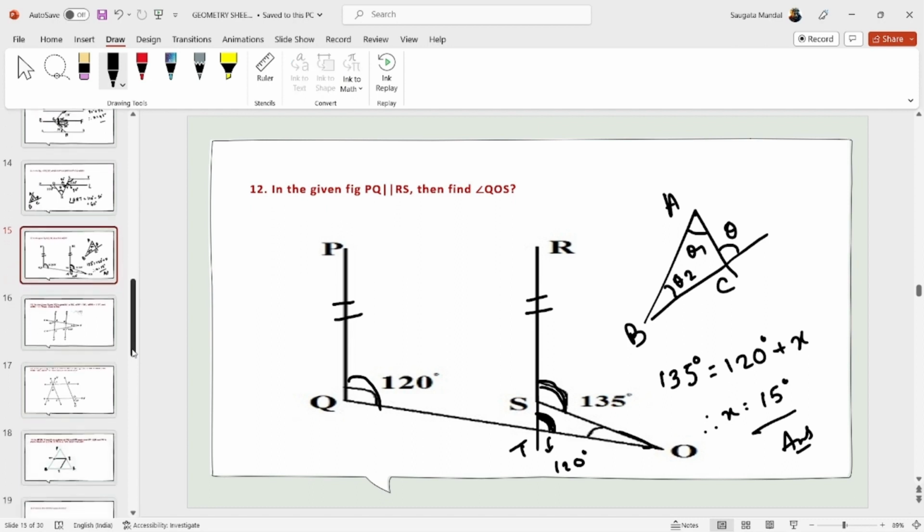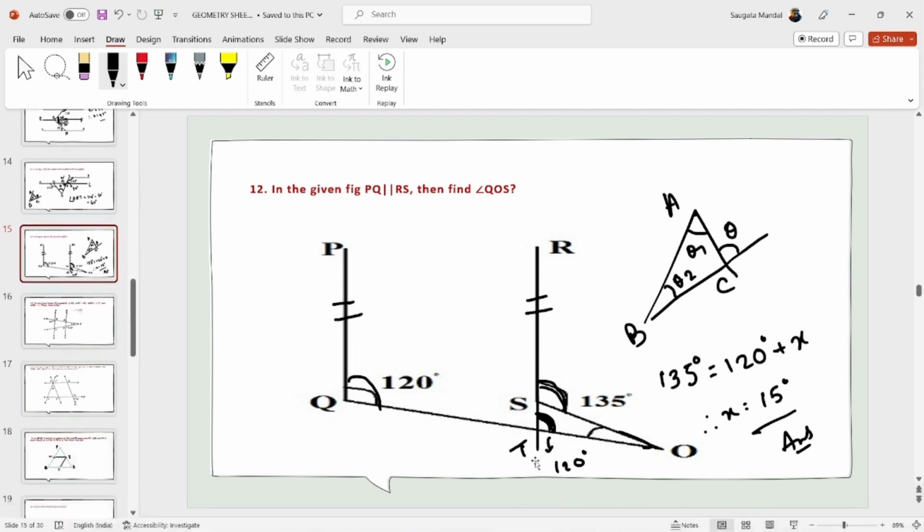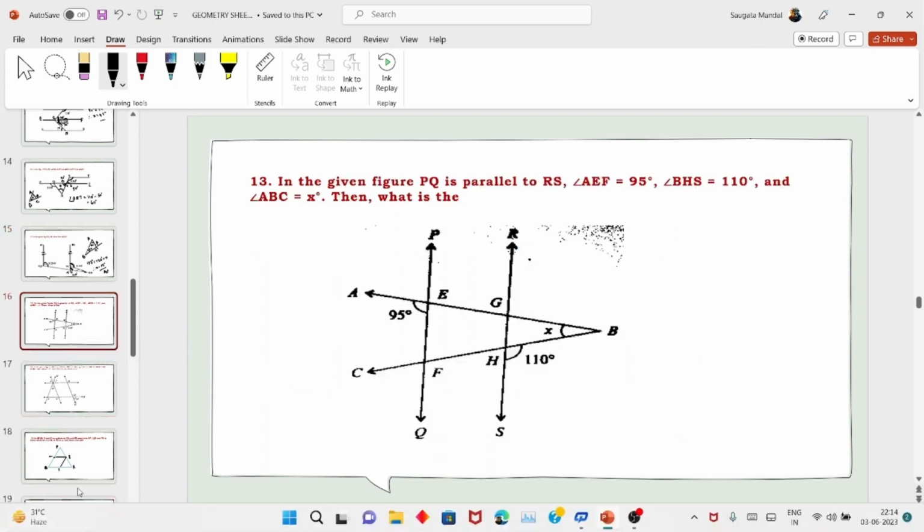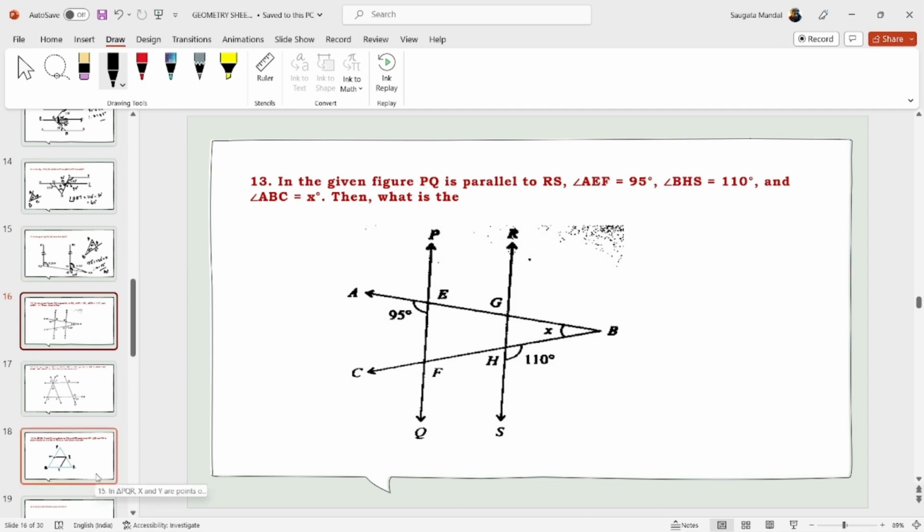Next, move to the next question. Question number 13. This is an excellent question. This question is based on corresponding angles and alternate angles. Please look at the question.